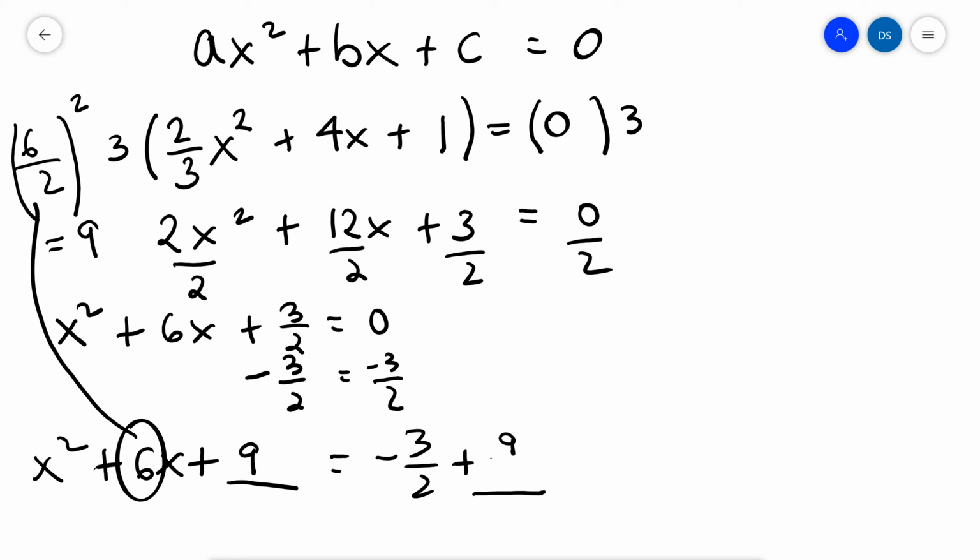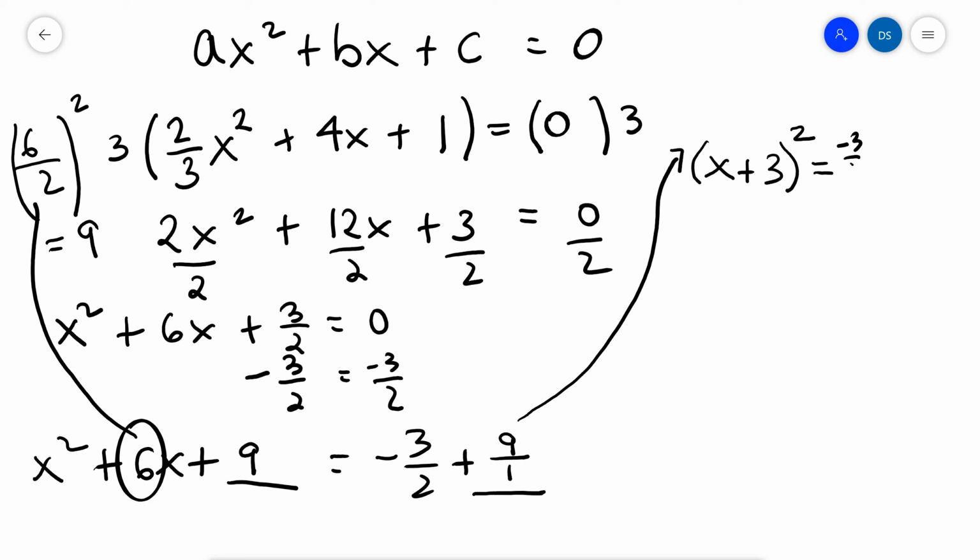And for here, I'm going to go 9 over 1. Okay? And I'm going to move it up here. I'll move this equation here. So now I'm going to factor the left side to x plus 3 squared. And I'm going to simplify the right side. So it's negative 3/2 plus 18 over 2. So what we have there is common denominators. So I'm going to simplify the right side to 15 over 2.